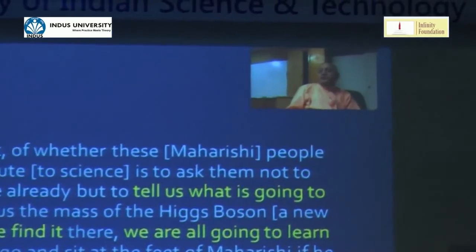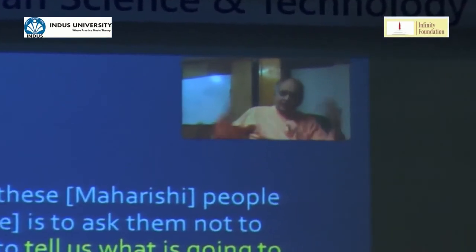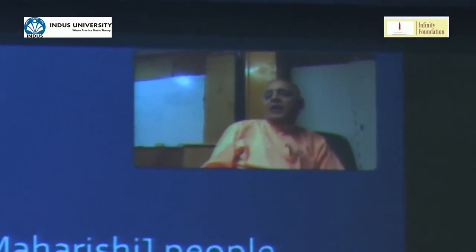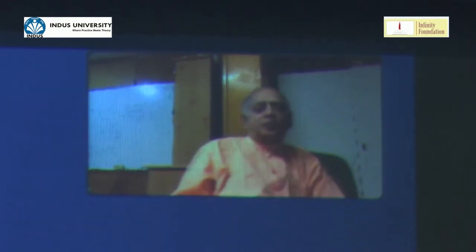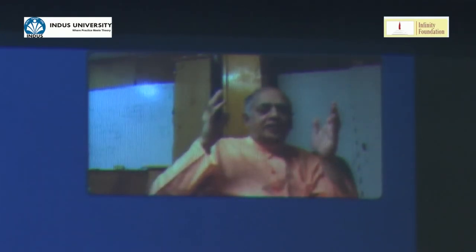Now the test for a scientist of whether these people, that is Maharishi, are religious people, have something to contribute to science is to ask them not to interpret what we have done already, but to tell us what is going to happen next. In other words, he's saying this idea that, oh, science found a plane, oh, we had plane before. So you will see a lot of people in India say, oh, E by M ratio is in Rig Veda, or Ravana had Pushpaka Vimana, Ashwatthama had Brahmastra.